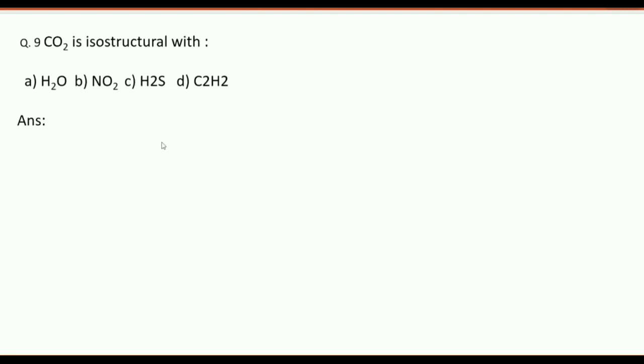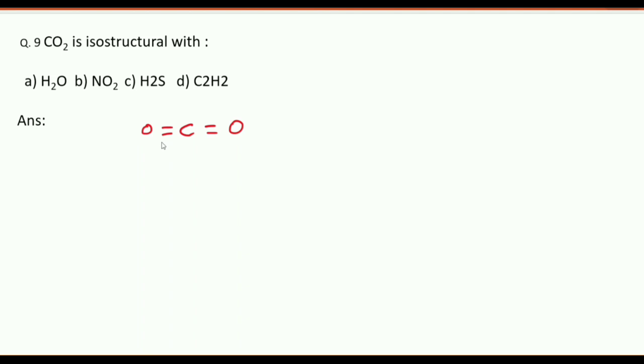Question, CO2 is isostructural with H2O, NO2, H2S, C2H2. So CO2 structure is linear. O double bond C double bond O. This is structure of CO2. So which of the following will have same structure like CO2?